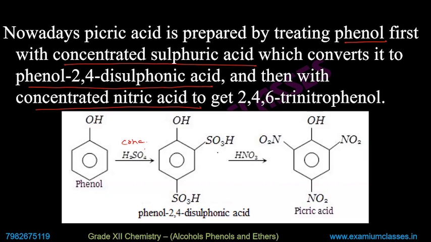And we get 2,4-disulfonic acid because it is phenol. So we say phenol 2,4-disulfonic acid. And then we get it reacted with concentrated HNO3. Same compound we get. But in this case, yield is very high. The replacement of sulfonic groups by nitro group is easier, much easier as compared to attachment of nitro groups on the benzene ring.